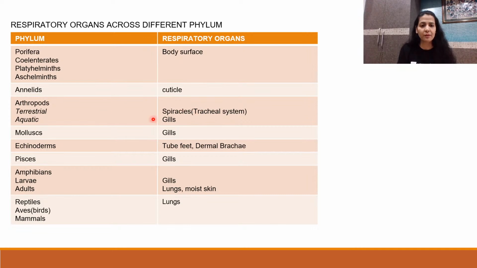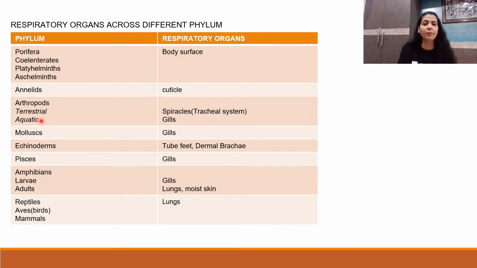If arthropods are terrestrial, we can take the example of the cockroach, because that's widely discussed in NCERT also. This cockroach has spiracles, and that system is known as the tracheal system. On the sides of the body of the cockroach, there are small tiny holes through which air enters, and the foul air also flows back out from the same holes. Those tiny holes are called spiracles, and the system is known as the tracheal system. Remember this very carefully.